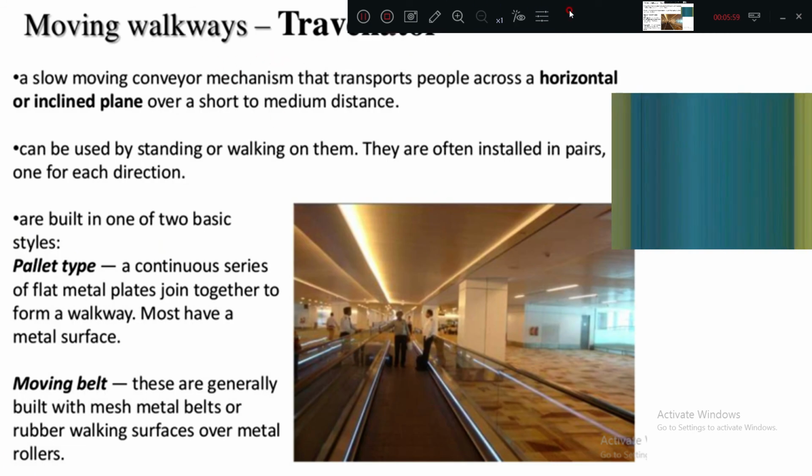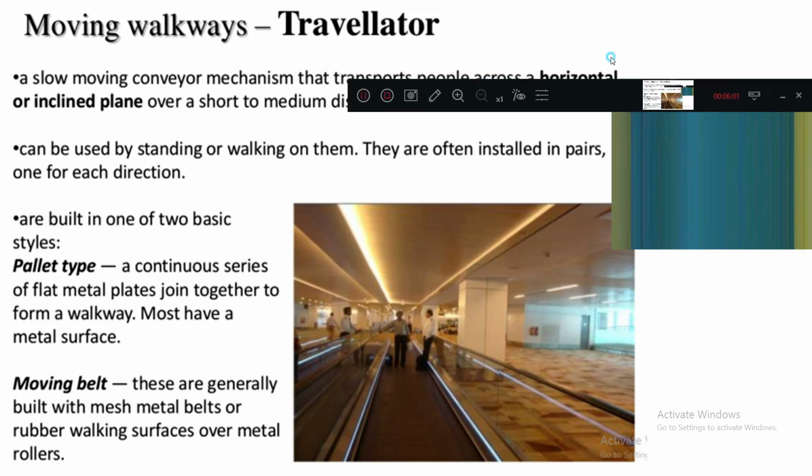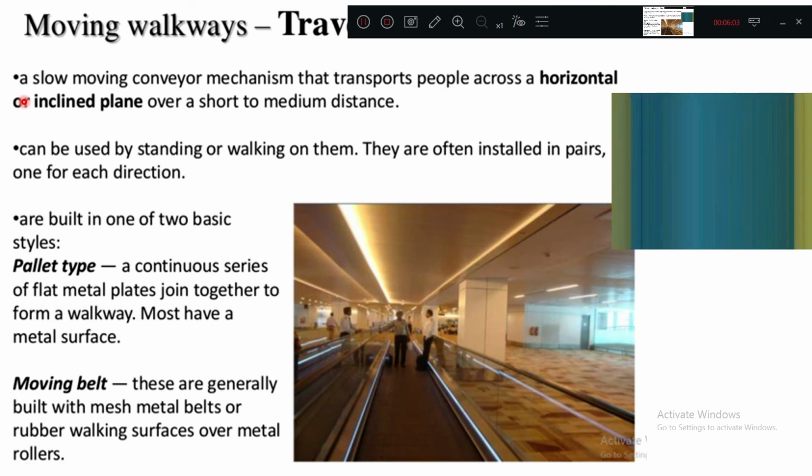A moving walkway, generally called a travelator, is a slow moving conveyor mechanism that supports people across a horizontal or inclined plane over a short to medium distance. This is a short distance moving platform, generally situated in airports, and can be used by standing or walking on them.